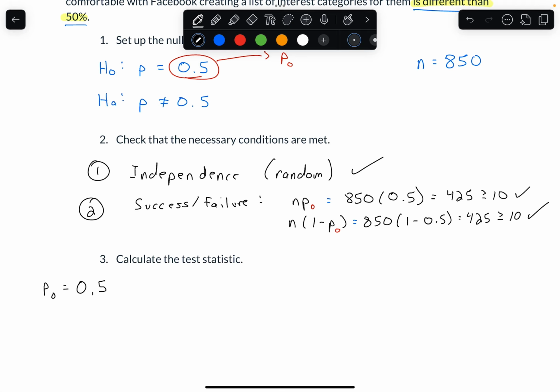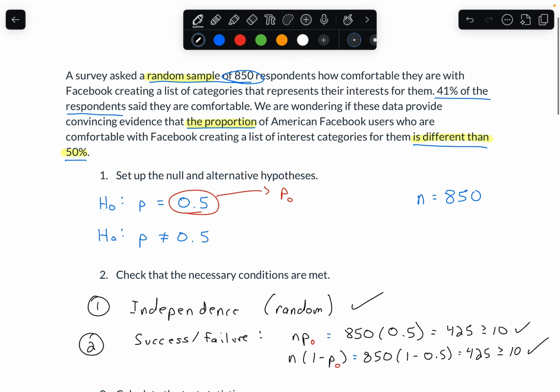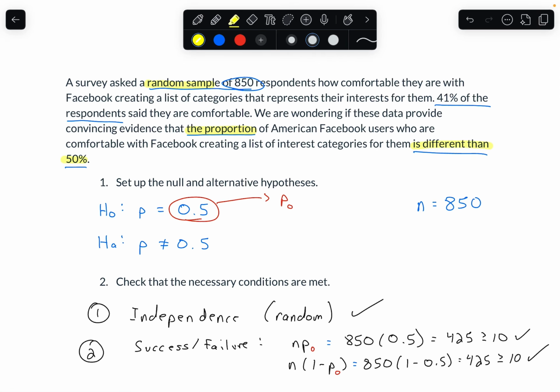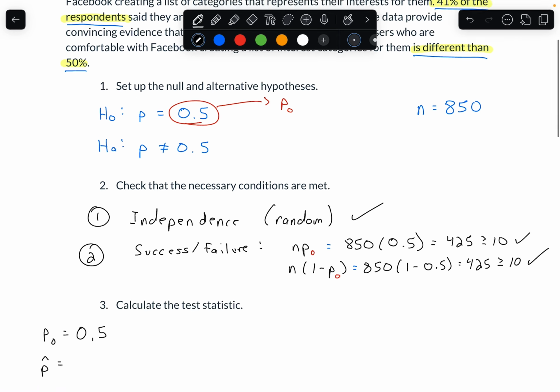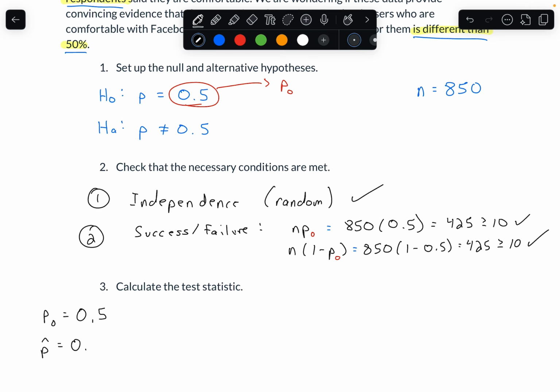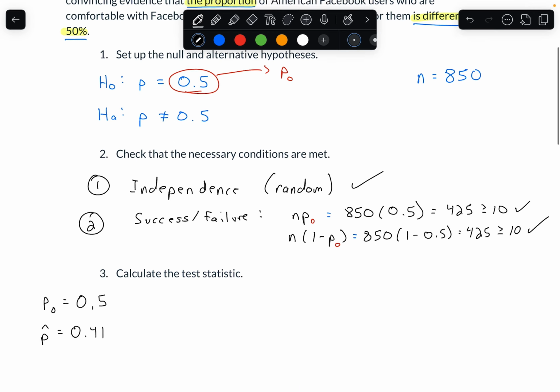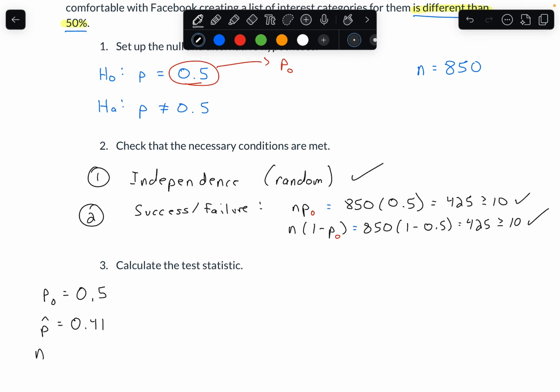We would also like to know what is P hat, what's our sample proportion. I'm going to scroll up here, and they said 41% of the respondents. So that means P hat is going to be 0.41. So P hat is 0.41. And then I would also like to know what's my sample size N, and we said was 850. I think it's usually pretty helpful just to have all this information written down so that we can reference it as we need to throughout our calculations.